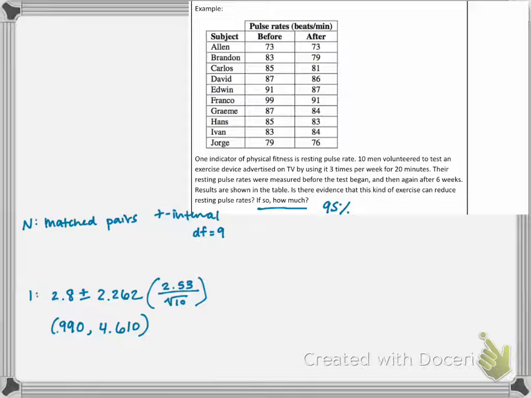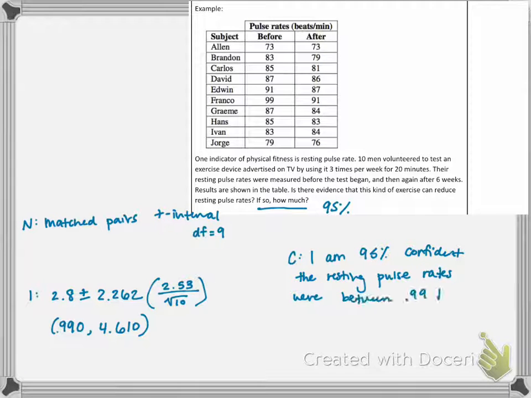4.610. And then you're going to write a conclusion that says, I am 95% confident that the true resting pulse rates were between 0.99 and 4.61 beats per minute higher, I can't spell the word higher apparently, before the program than after.